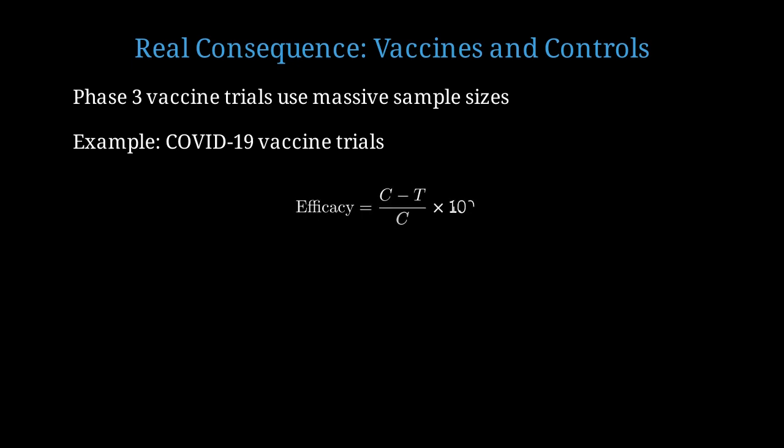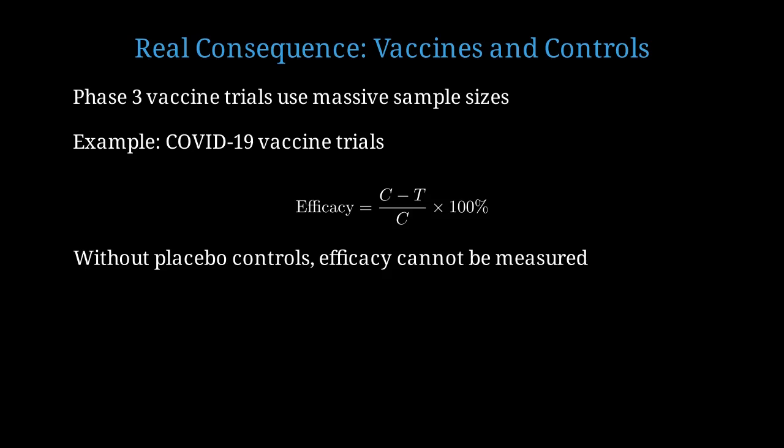Vaccine efficacy is calculated as C minus T divided by C times 100%, where C is the number of cases in the control group and T is the number in the treatment group. Without placebo controls, you cannot calculate efficacy. You wouldn't know how many infections would have occurred naturally without the vaccine.